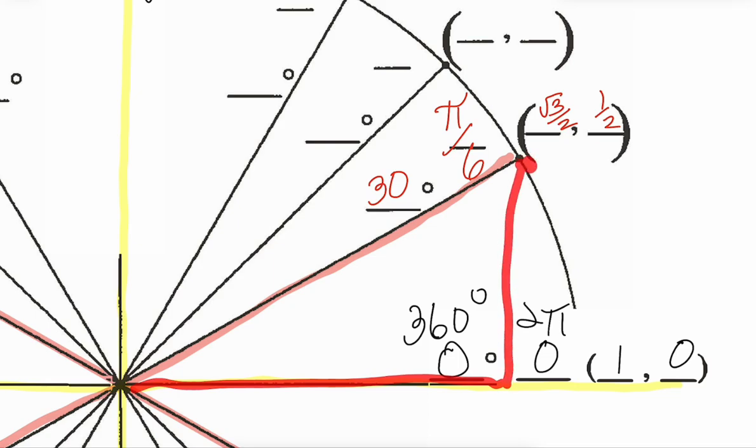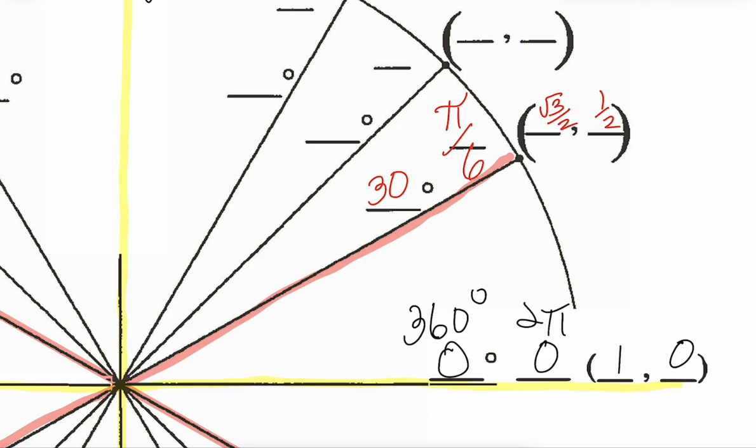The x value in this triangle is longer than the y value. This is square root of 3 over 2. This is 1/2. Forever, hopefully, from this point forward, you will always know that the cosine of 30 degrees is square root of 3 over 2, and that the sine of 30 degrees is 1/2. The x is your cosine value at that location. The y is your sine value.